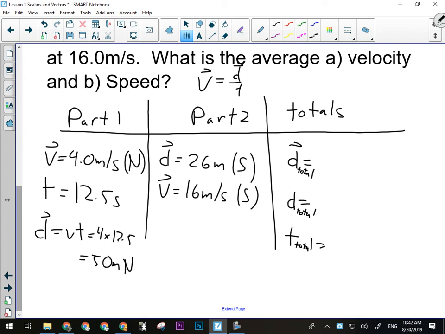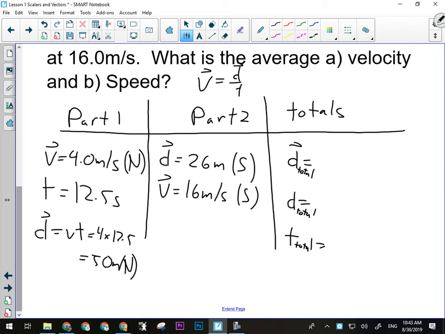How do I know it's north? It's positive, and the question told me they were moving at 4 meters per second north. I can't go any direction other than north if I'm going north. So now I have the time and the distance for part one. What am I missing in part two? Time. I've got the displacement, I've got the speed. I need to solve for time in part two. If I have the displacement for both parts and the time for both parts, I can get the totals.